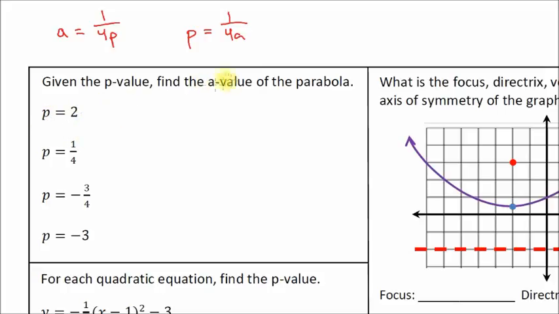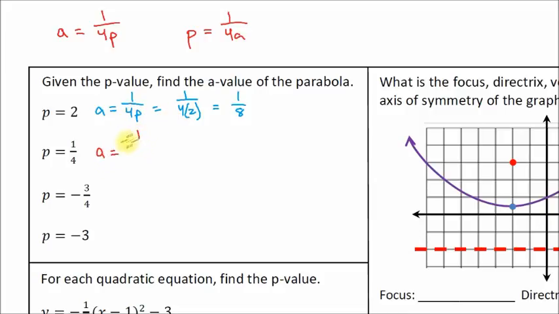So if p is equal to 2, what is the a value? Well, a is equal to 1 over 4p, which is 1 over 4 times 2, which is 1 over 8, so 1/8. Gets a little tricky, so practice your fractions. The next one, p is equal to 1/4. I'm not going to rewrite the equation now. I'm just going to rewrite the equation with p already plugged in.